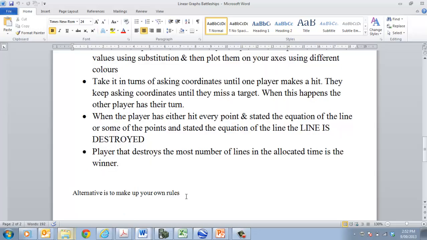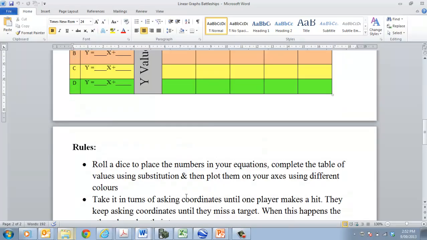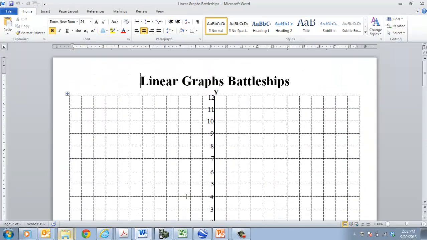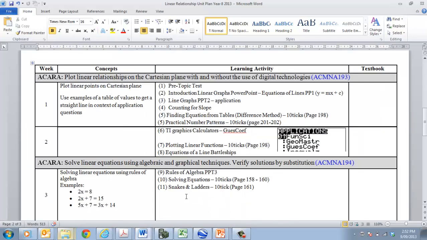If you want to just play around with the rules for that, you can certainly do that. You don't have to do the equation, but I think it's probably a good one. So the idea of them destroying it only when they've actually told you what the equation of that line is. Alright, so I think it's a bit of fun. Maybe they certainly would know a little bit about equations of lines to actually play that game properly. Alright, so that's there if we want to use it.